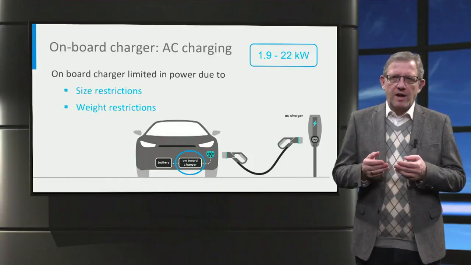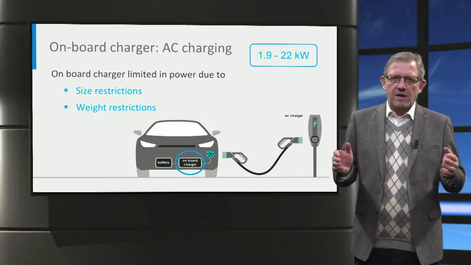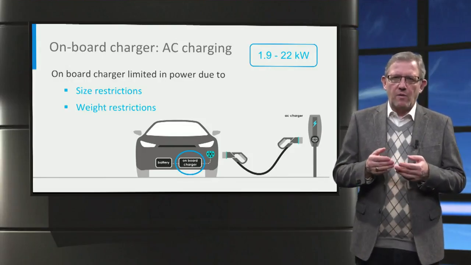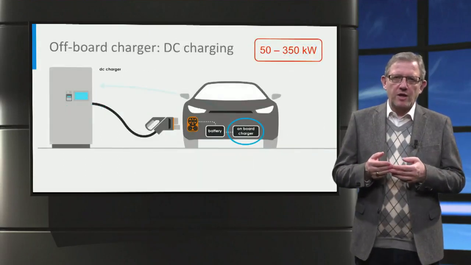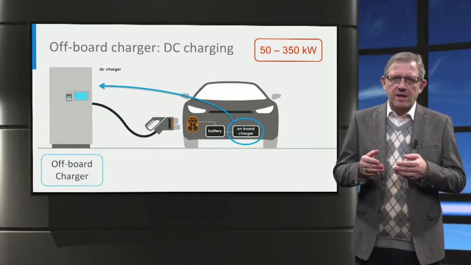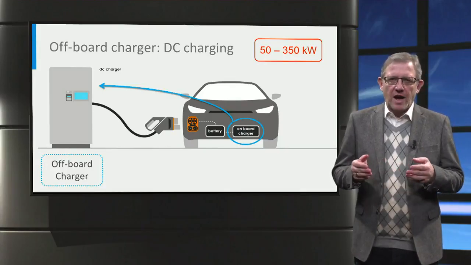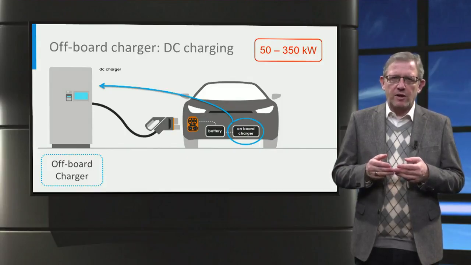If the charging power has to be further increased, then the charger will become bigger and heavier. However, due to the size and weight restrictions inside the vehicle, the onboard charger is limited in size and weight as well. Therefore, the solution to increase the charging power is to move the AC-DC converter outside of the vehicle and place it in an off-board charger. This is referred to as DC charging. With no size and weight restrictions, the off-board charger can have a maximum charging power of 50 to 350 kilowatts.